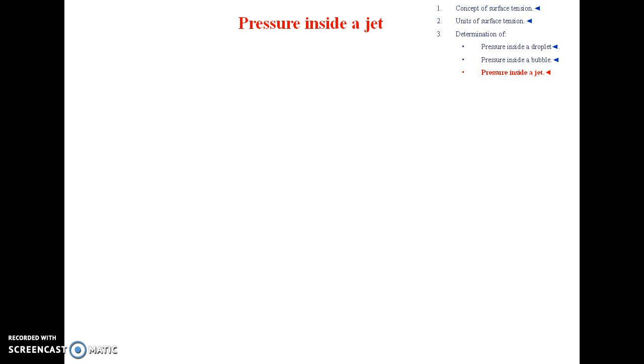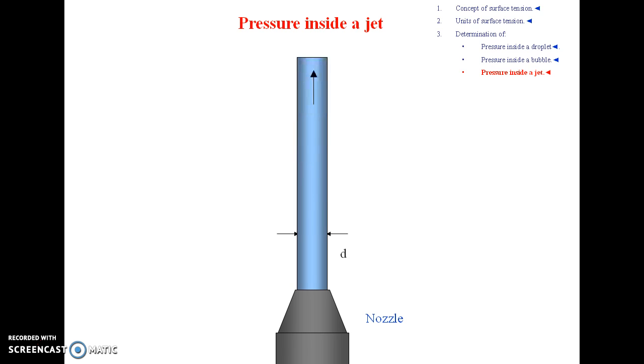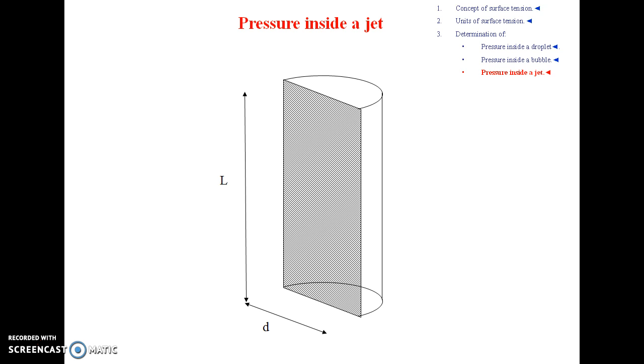Now considering the pressure inside a water jet, suppose this is the nozzle from which the water jet is coming out. The diameter of the water jet is d, and let us consider a small length L of the water jet, and the pressure inside the jet is trying to split it into two halves along this dotted line. So considering one half of that split, it appears like this. The diameter is d and the length is L.